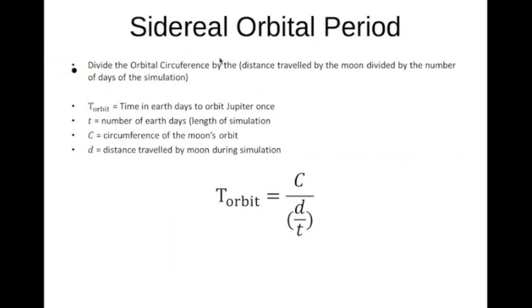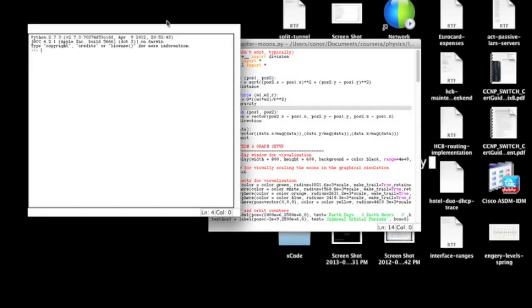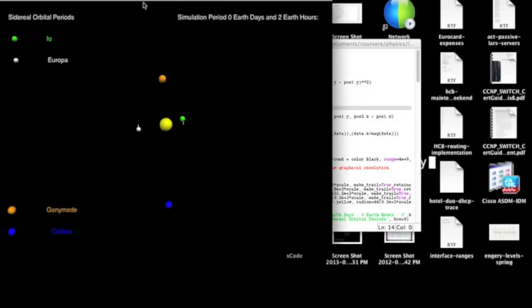Now, to find the sidereal orbital period, we'll divide the orbital circumference by the distance travelled by the moon divided by the number of days of the simulation, or I think more easily summed up in this formula, where d over t is actually just the average speed. Now let's run the experiment.